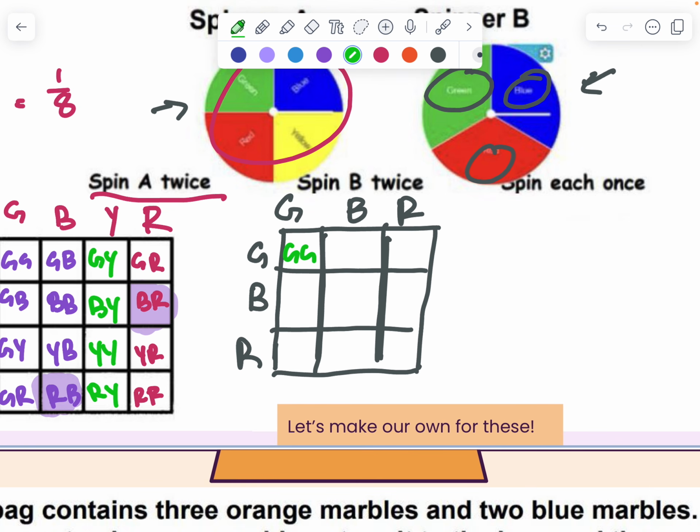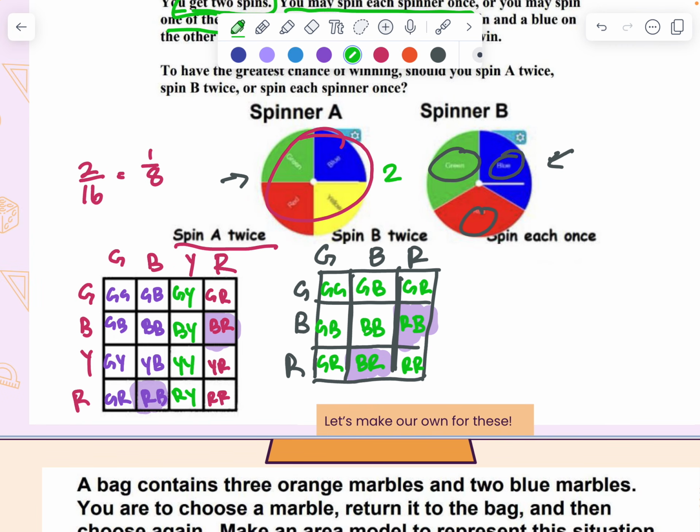Here I've got green, green, green, blue, green, red, no winners. This one's green, blue, double blue, and blue, red. There's a purple. I've got green, red, red, blue, and double red. So one more winner that we passed. This would even be better yet. This is a 2/9 way of winning.